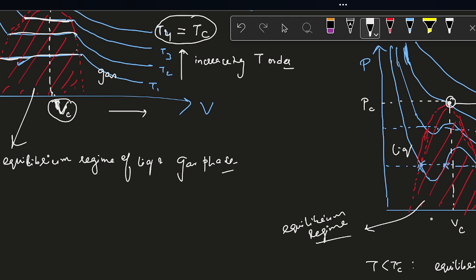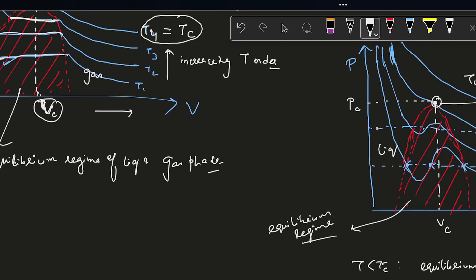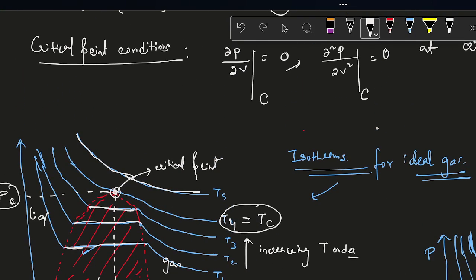So below and above Tc there are two different kinds of behavior. Above Tc, when T4 is greater than Tc, and all these T1, T2 are below Tc, you can see both having a different kind of behavior. Similarly for the ideal gas, this T4 is your Tc, so all these T1, T2 and T3 have an equilibrium regime. These are temperatures less than Tc, and this T5 is a temperature greater than Tc. So already you see two different kinds of behavior.